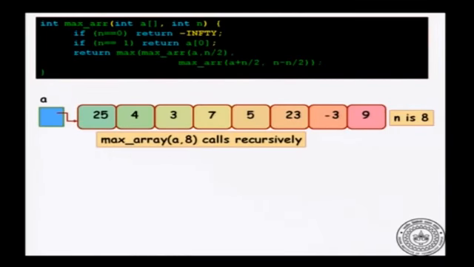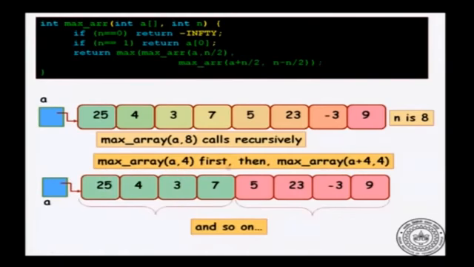If we look at the concrete array that we had, and we call max array a comma 8 because this contains 8 elements, it will recursively call two subproblems, which is max array a comma 4, the first 4 elements starting from A0, and then max array a plus 4 comma 4, which are the 4 elements starting from A4, the 5th element in the array. Now let us just look at the stack.